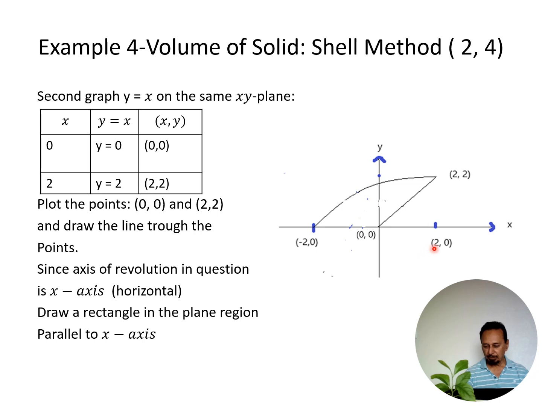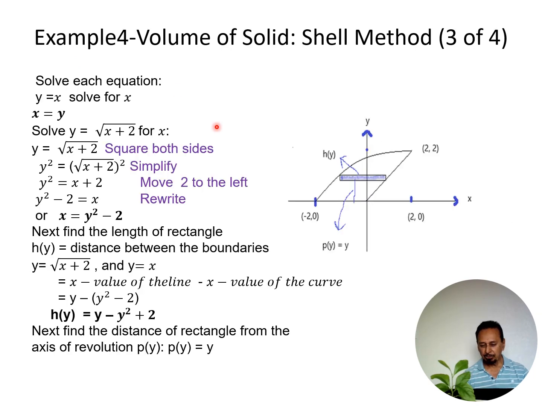You're going to revolve it about the x-axis. Since we're revolving about the x-axis, we're going to draw a rectangle parallel to the x-axis. So here we have a rectangle which is parallel to the axis of revolution. Now we have to find the length or height of the rectangle and the distance of the rectangle from the axis of revolution.